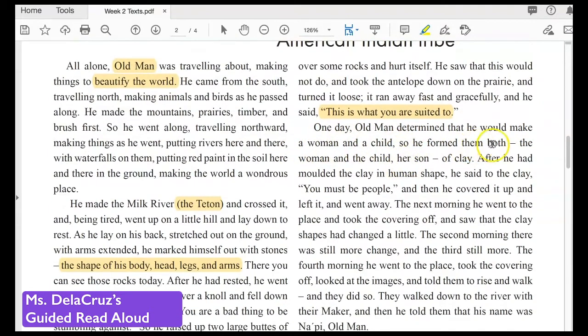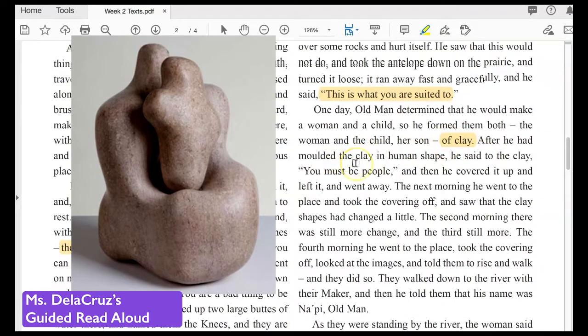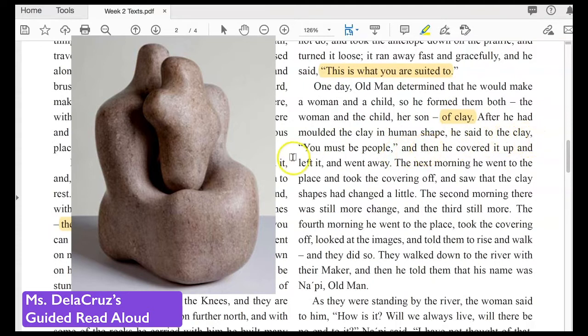One day, Old Man determined that he would make a woman and a child. So he formed them both, the woman and the child, her son, of clay. After he had molded the clay in human shape, he said to the clay, "You must be people." And then he covered it up and left it, and went away.